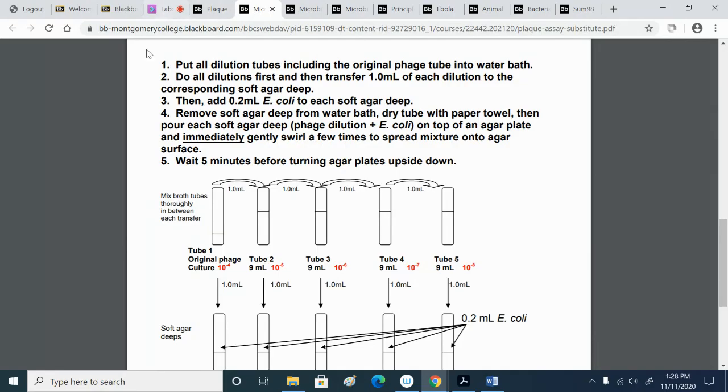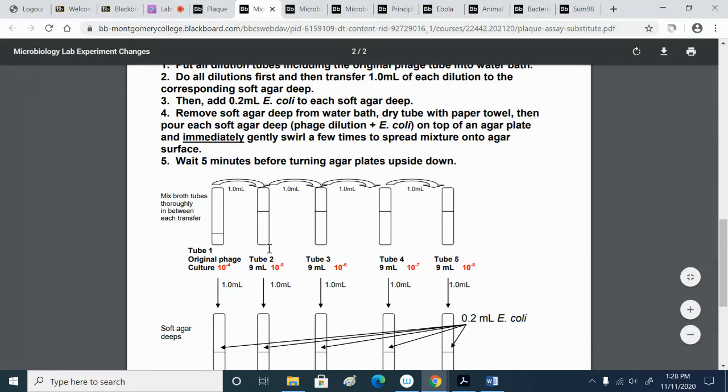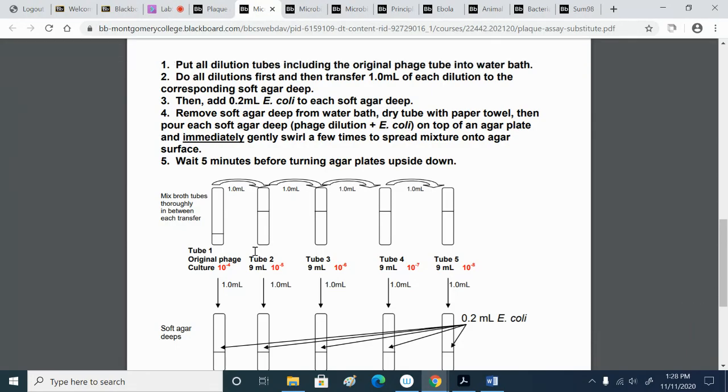Negative 5. And then we mix up that tube nice and thoroughly. So we transfer 1 milliliter from that tube to the next tube. And we're doing another 10 to the negative 1 dilution. But we're diluting a 10 to the negative 5 solution by 10 to the negative 1. What's our total dilution? Negative 6. And we repeat, negative 7. And again, negative 8. So those are all the dilutions in the tubes.